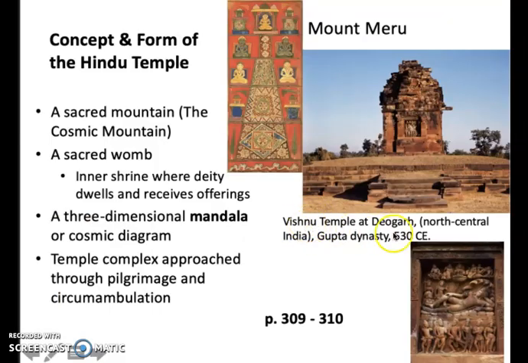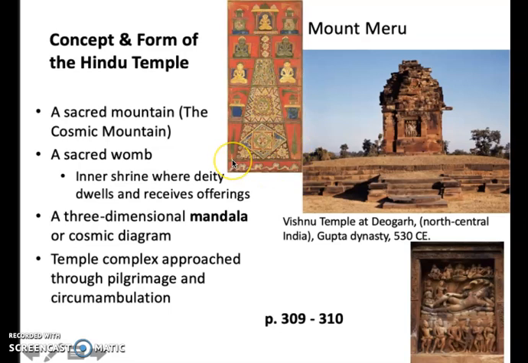So moving north to Deoghar, north central India, to the Vishnu temple, that is an important early preserved temple, that is a constructed stone temple. So this is not carved out of an actual mountain cavern. This is built. But it's important to understand that this shows us the establishment of the basic concept and form of the Hindu temple, which is that the temple is understood as a sacred mountain, as the cosmic mountain.